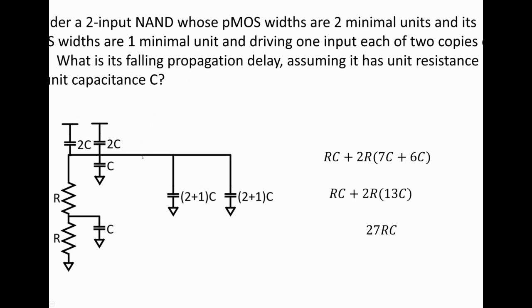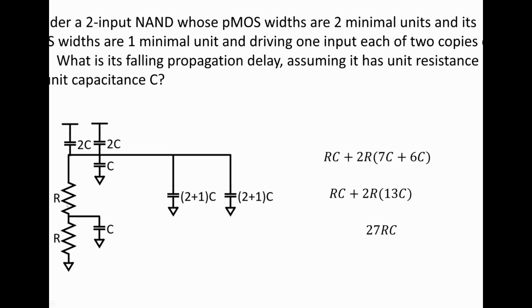Okay, so the pull-up transistors have 4 units of capacitance in their diffusion area, and then the first NMOS in series has 1 unit of capacitance in its diffusion area. So you've got 5 units of capacitance just in the diffusion areas of the transistors connected directly to the output.